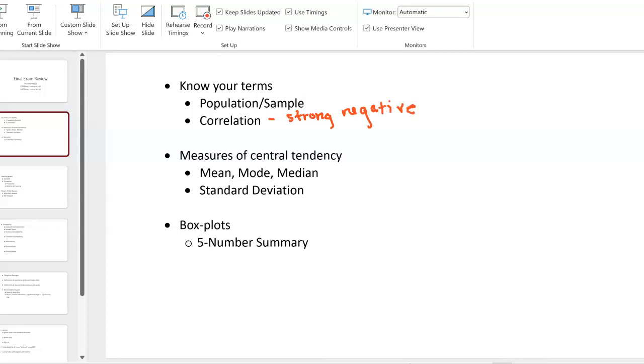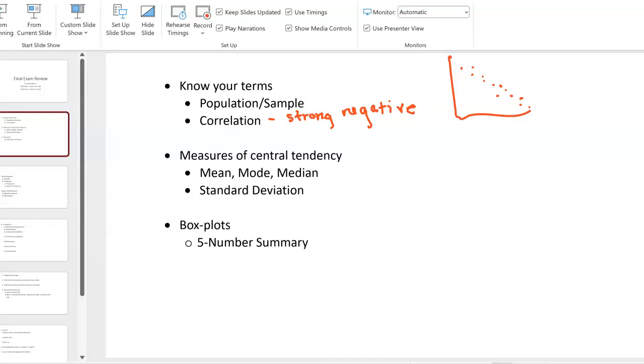Correlation, if you remember, is basically how your dots kind of fall. So a strong negative would look something like this. They won't fall in exactly a straight line. It's negative because it's going down, but they're very close to a straight line. Okay, so take a look at that. That's all, I think, from chapters 1 and 2.